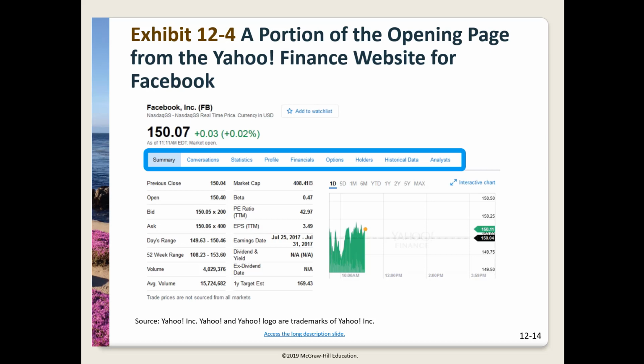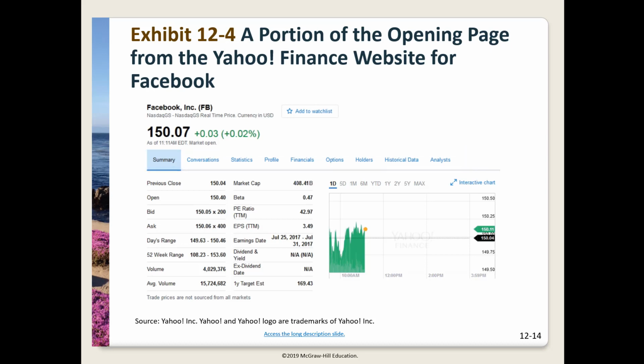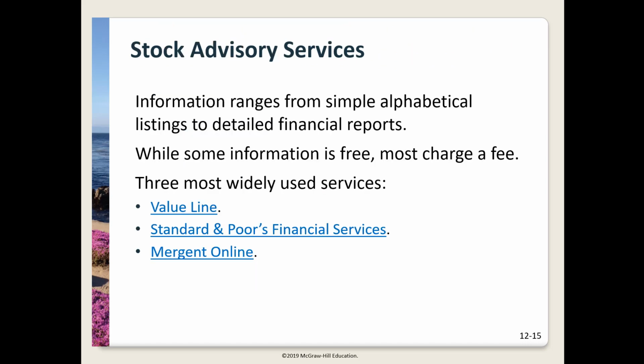Look at the menu line just below the stock price. You can choose to see statistics, financials, as well as analyst forecast. A host of data that it used to take a lot of time to collect. There are also professional advisory services available for a fee. The most well-known are Value Line, Standard & Poor's, and Moody's.